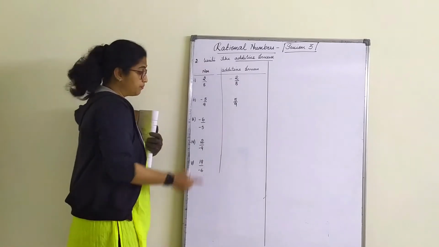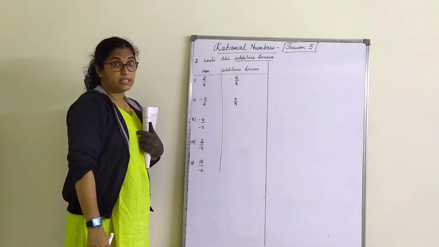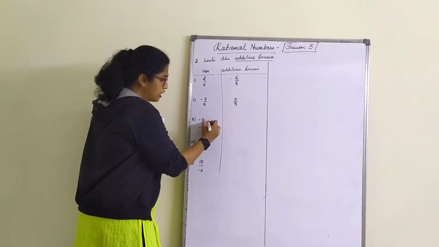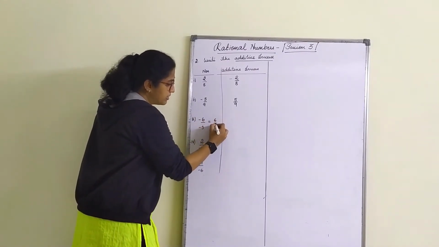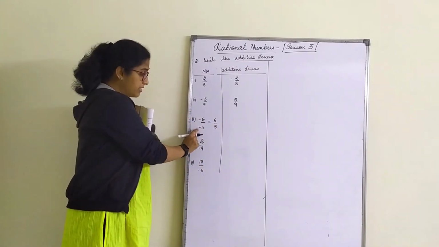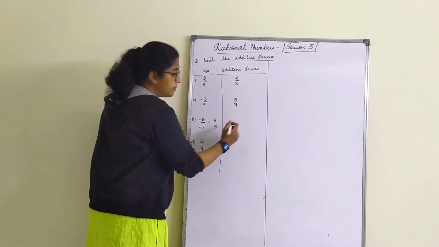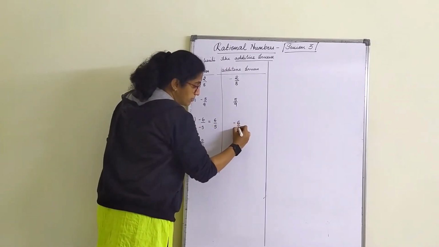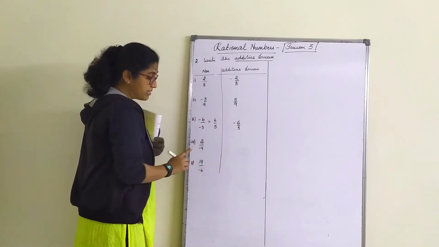Now look at this sum. Upon minus 5. Both are minus. So the minus minus will get cancelled. So the number will be 6 by 5. Okay? Because minus minus will get cancelled here. Now what is additive inverse of 6 by 5? Minus 6 by 5. Correct? Opposite sign.